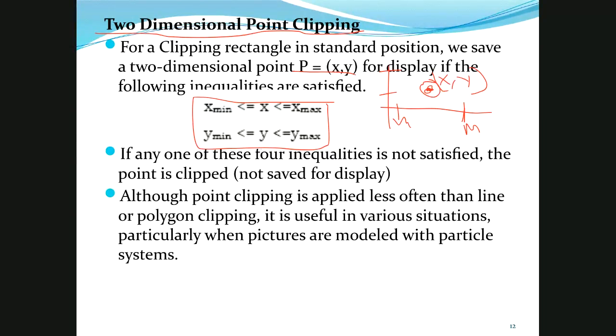Then, point clipping is applied less often than line or polygon clipping. That means we cannot use point clipping so many times, because it compulsorily needs the minimum and maximum positions to be very clear, with equal boundaries. If those boundaries are not satisfied, your point clipping algorithm cannot work. That is why point clipping is used much less compared to the line and polygon clipping algorithms.